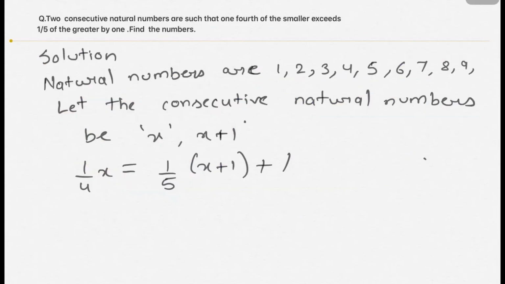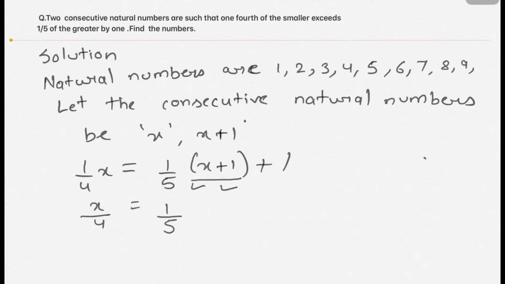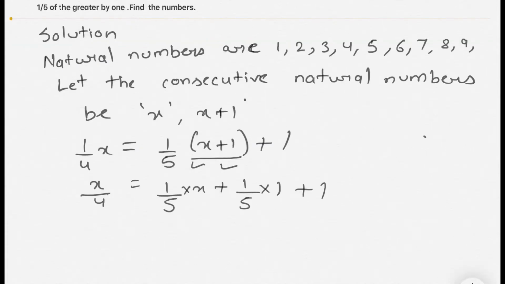When 1/4 is multiplied to x, we have x upon 4. Now 1 upon 5 is multiplied with both the terms of the bracket. So we have 1 upon 5 into x plus 1 upon 5 into 1 and plus 1. Now x upon 4, equals 1 into x by 5 plus 1 upon 5 plus 1. Now these are the variable terms we are going to take at one side. These are the constant terms. We are going to take them on the other side.